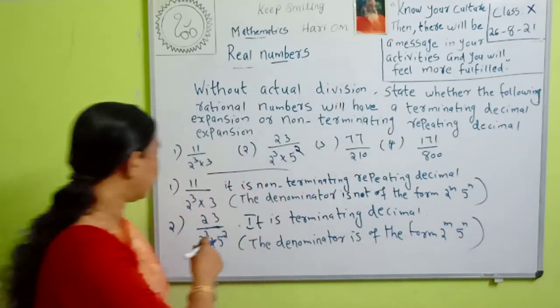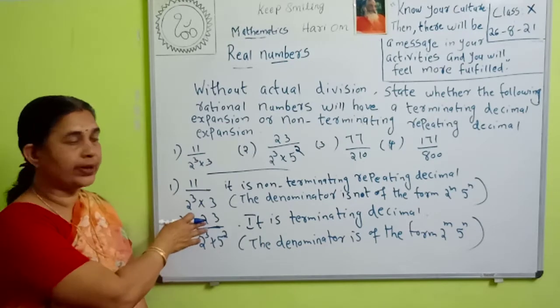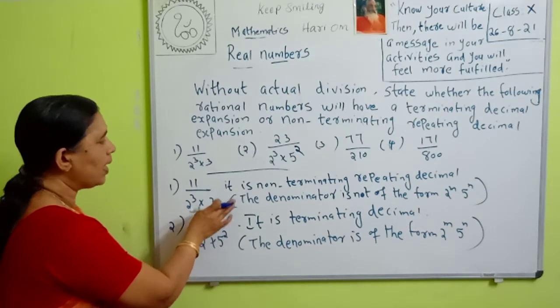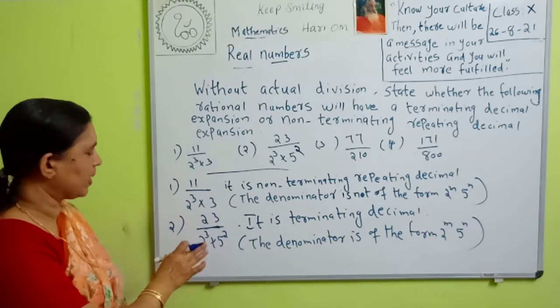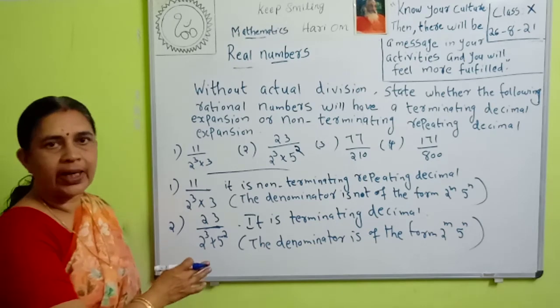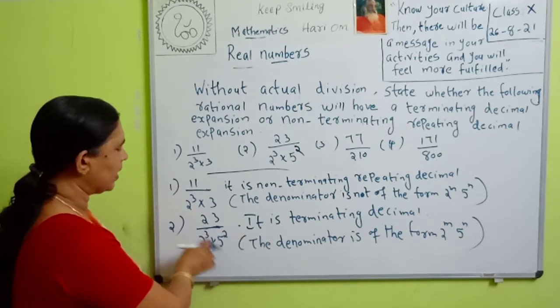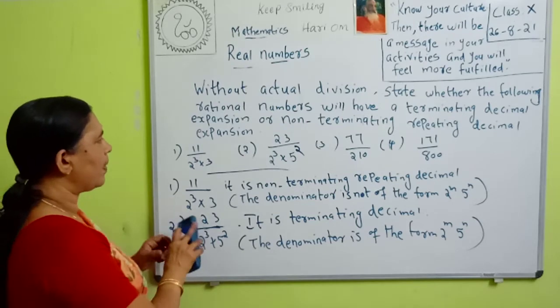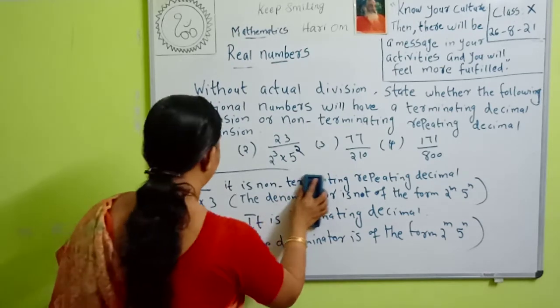Because in the first case, 11 by 2 cube into 3, the denominator is not of the form 2 raised to m, 5 raised to n, so it is a non-terminating repeating decimal. Second case, the denominator is of the form 2 raised to m, 5 raised to n, so this decimal expansion is terminating. Then we can do the third one.